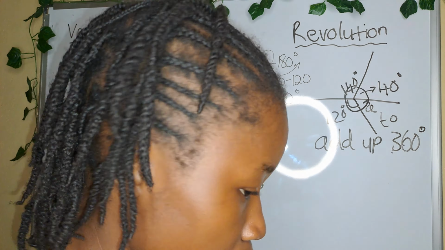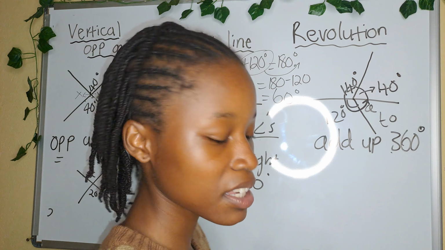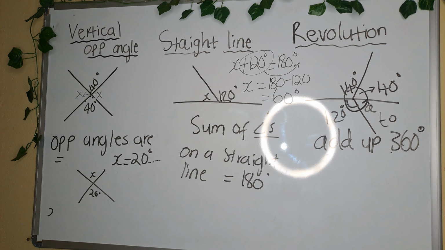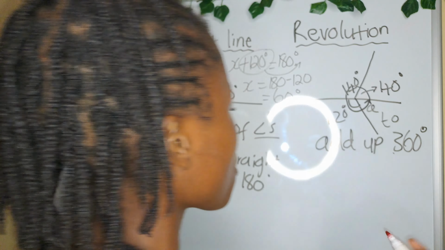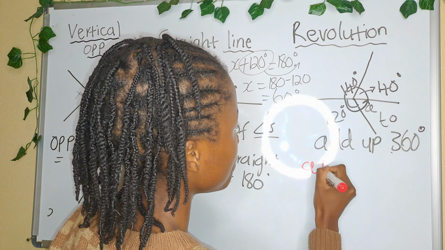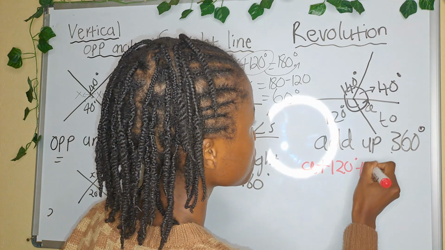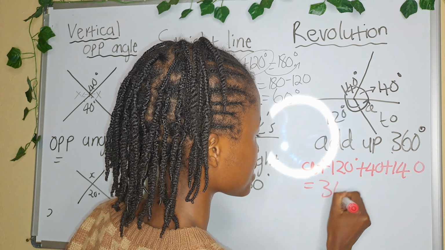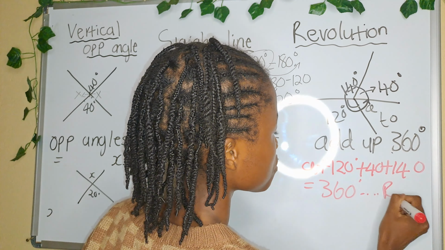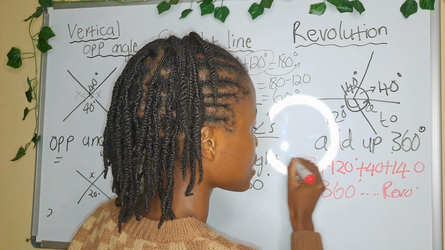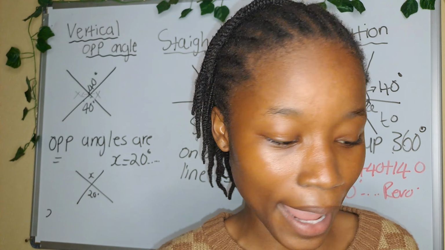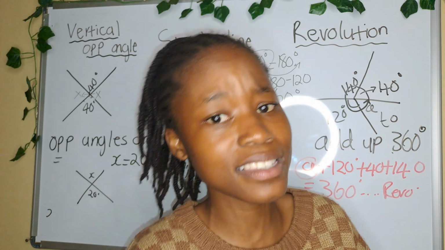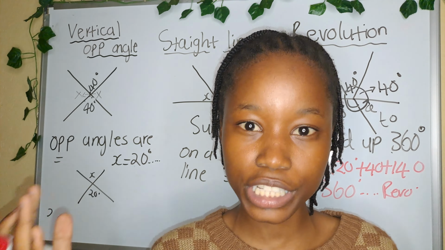So what you're going to do is so simple. You're just going to say A plus 120 plus 40 plus 140 equals 360 degrees, and your reason is going to be revolution, and then after that you're going to simply solve for A. So these are really important things and basics when it comes to mathematics, so make sure you master and do not cram this.